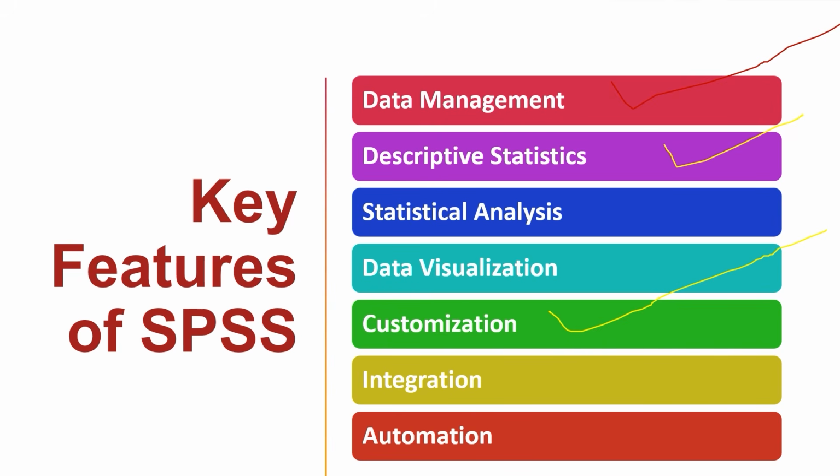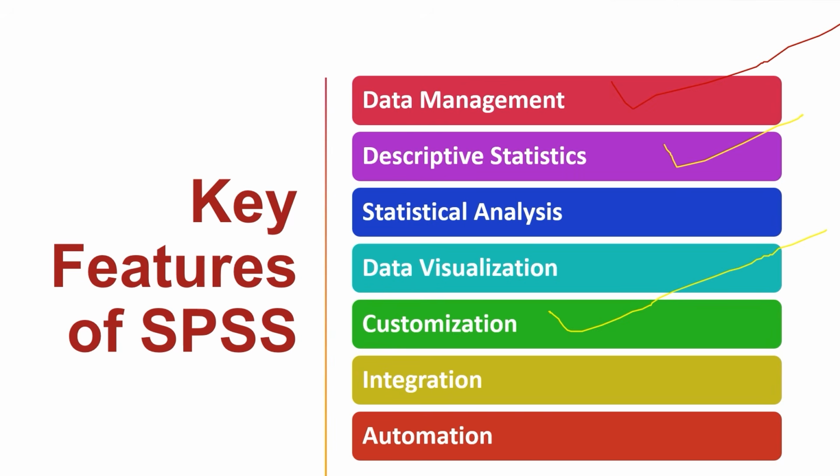Another option under customization that SPSS provides us is data filtering. Under data filtering, you can filter your data in SPSS to focus on a specific subset of cases or variables. This can be useful for conducting analysis on a specific group within your dataset or for excluding outliers.